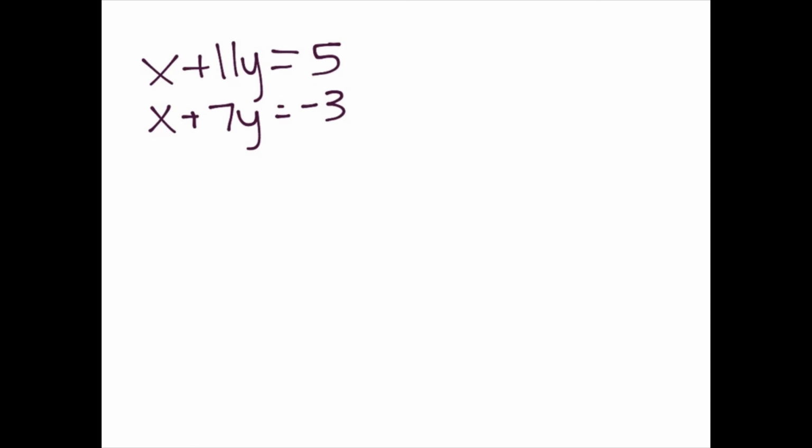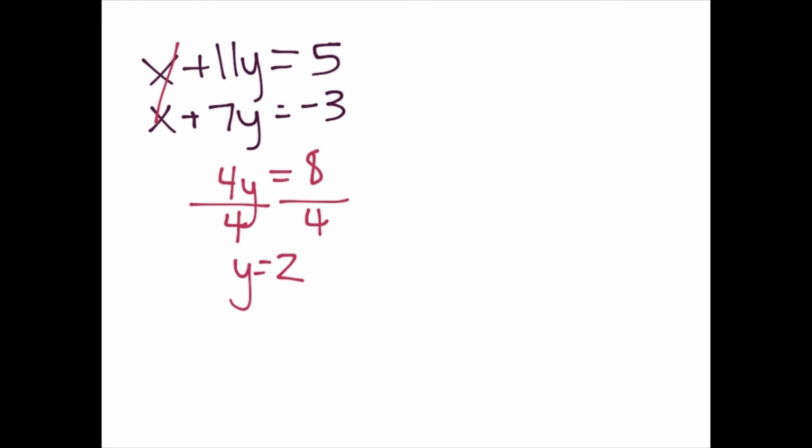So we have our two equations, and in order to find x and y, we can use either elimination or substitution. In this case, elimination would be best because x has no coefficient. So if we eliminate x, we have to subtract. So we have to do 11 minus 7 gives us 4y, and 5 subtracted by negative 3 gives us 8. Now we divide both sides by 4, and then we get y is equal to 2.